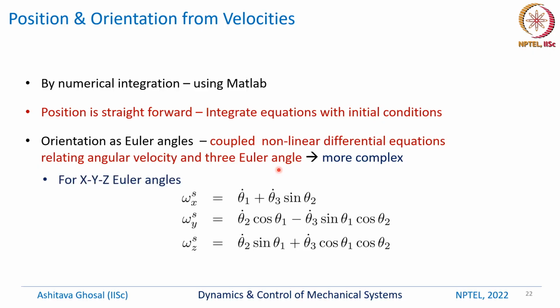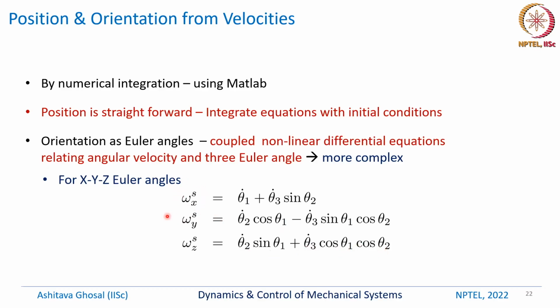So as an example, if you remember, for XYZ Euler angles, the angular velocity x component is theta 1 dot plus theta 3 dot sine theta 2. The y component is theta 2 dot cos theta 1 minus theta 3 dot sine theta 1 cos theta 2, and the z component is theta 2 dot sine theta 1 plus theta 3 dot cos theta 1 cos theta 2.